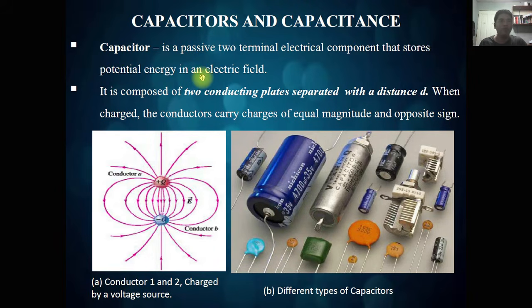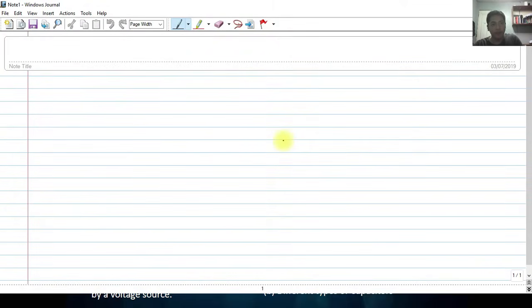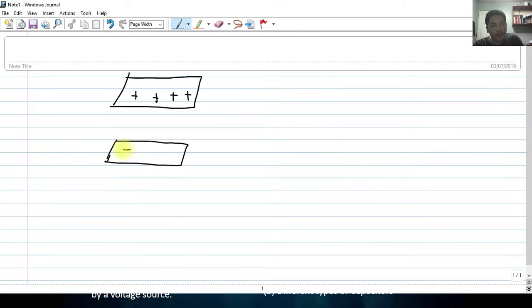So how do we form a capacitor? A capacitor is actually composed of two conducting plates, separated by a distance d. If we draw that, for example, we have two charged conducting plates of the same area. Here is a positive conducting plate, and we have another conducting plate here that is negatively charged, and they are separated by the distance d.